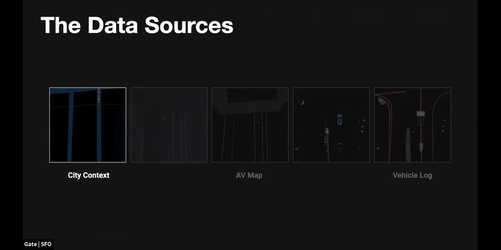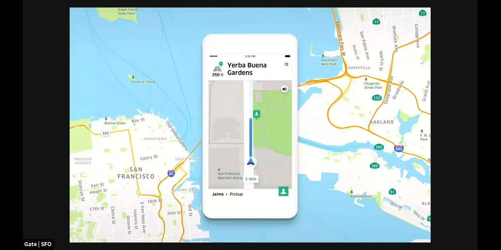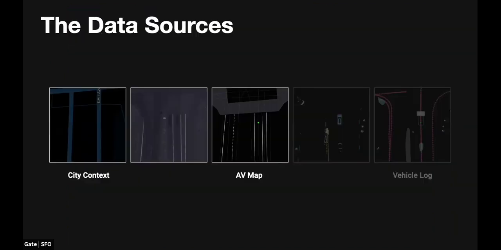Starting from the top level, we first have the base map. That is the road network that connects the origin and the destination, the buildings, addresses, the satellite imagery, etc. These are essential for humans to make sense of the environment. Then we have the autonomous vehicle maps.